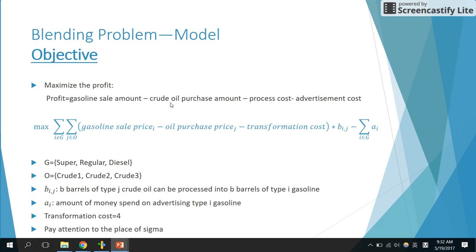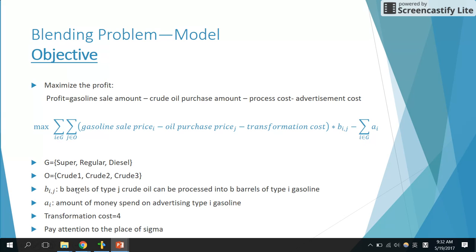Here is the model. The objective is to maximize the profit. The profit equals gasoline sale amount minus crude oil purchase amount minus processing cost and minus advertisement cost. The equation in blue is the objective. I use I to identify gasoline types and J to identify oil types.